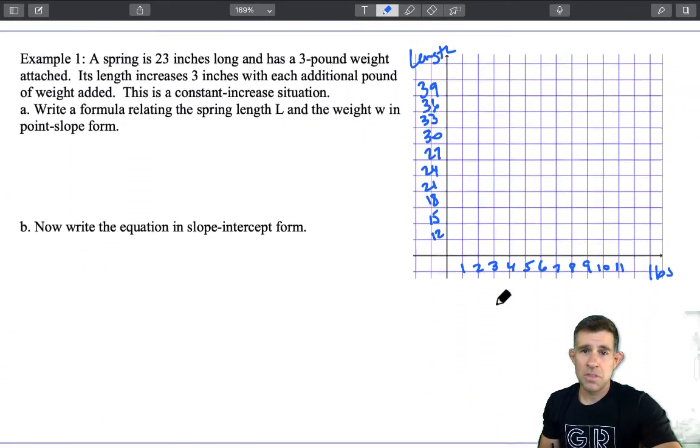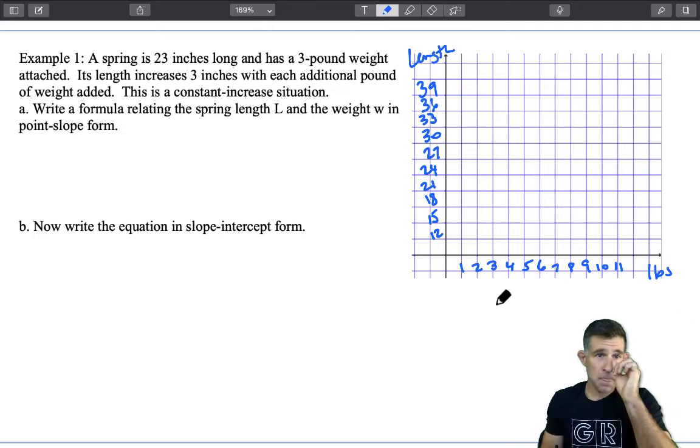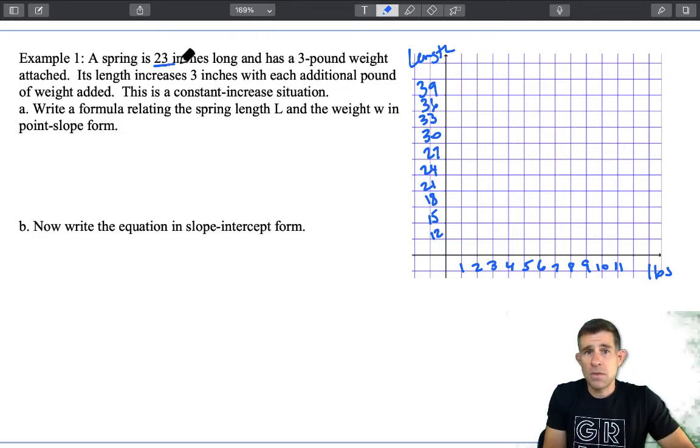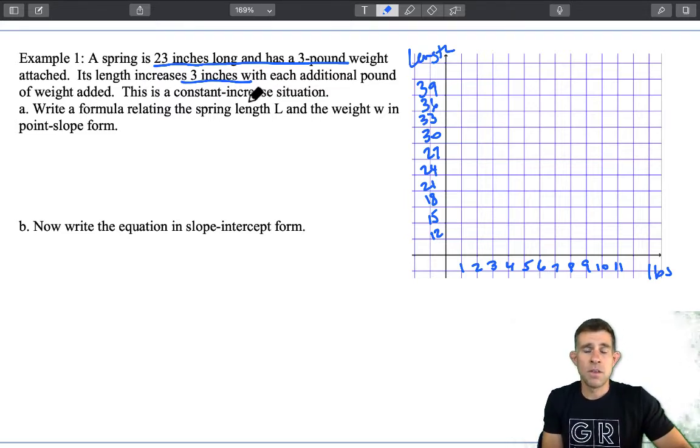All right, let's jump into some examples for today. We have a spring. It's 23 inches long when it has a 3-pound weight attached to it. The length increases 3 inches with each additional pound of weight added. This is a constant increase situation, also known as a linear function. We want to write a formula that relates the spring length L and the weight W in the point-slope form.